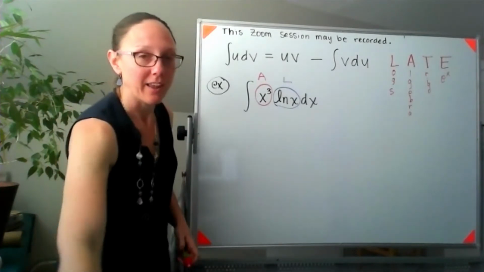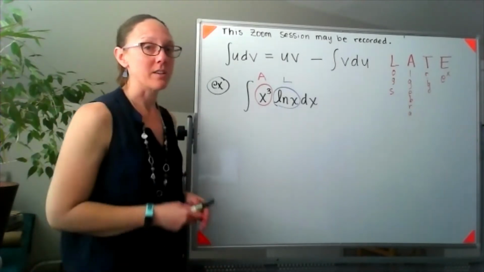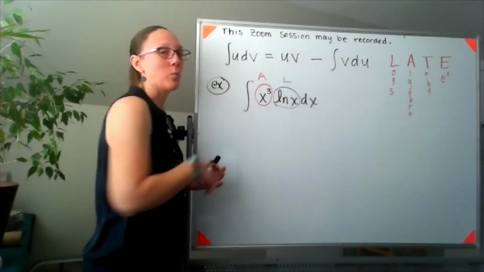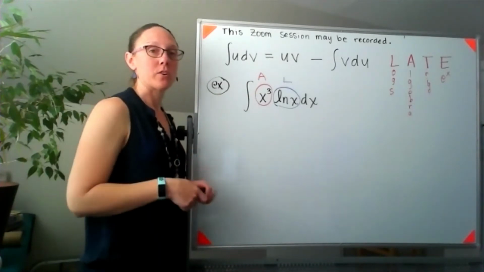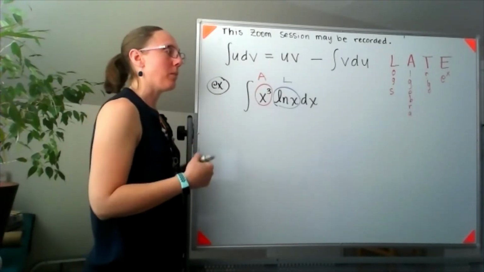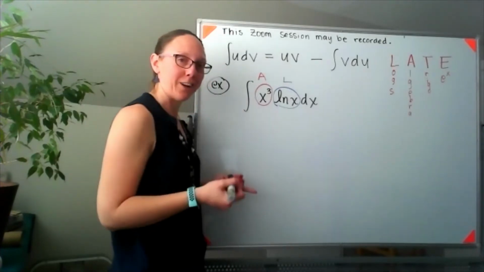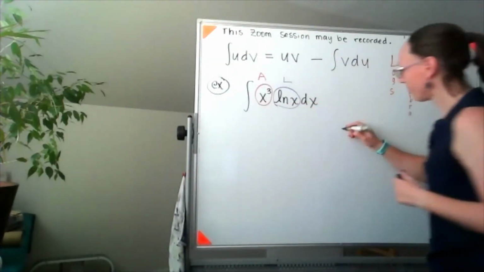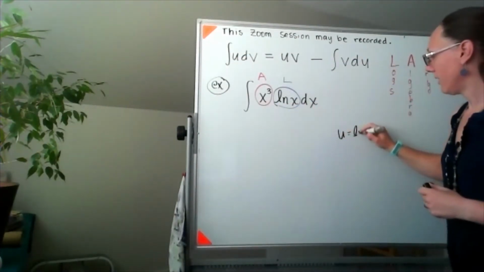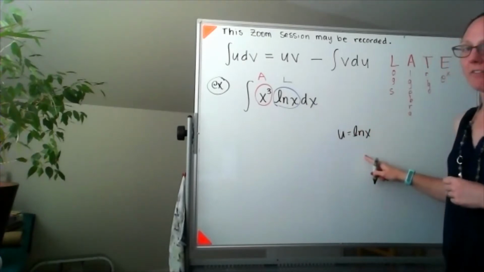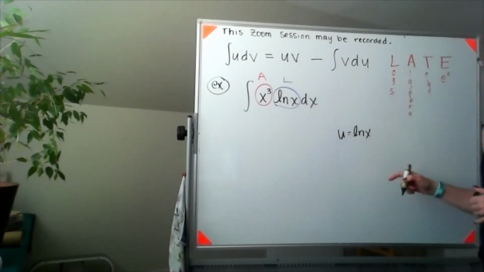The way that I'm going to select my u to do integration by parts is whoever comes first in the word LATE. L comes first in the word LATE, which means when I do my integration by parts, u will be ln of x, and everything else in the problem is dv.